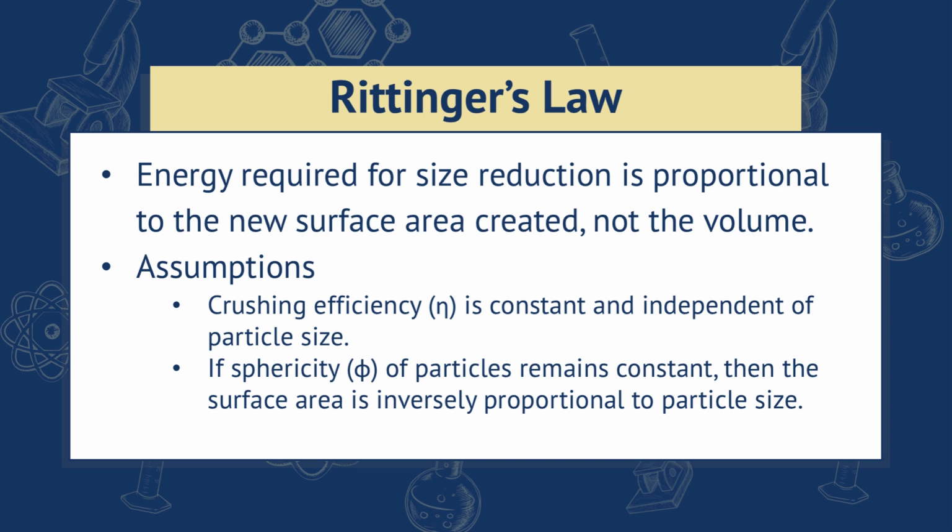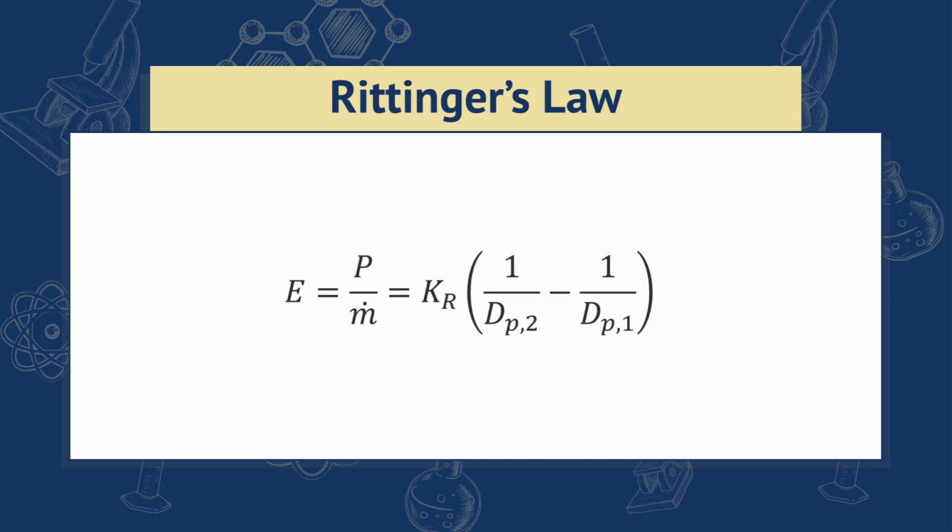Rittinger's law tells us that the energy required for size reduction is directly proportional to the new surface area that's created. The assumption here is that the crushing efficiency stays constant and doesn't depend on particle size. If we assume particle sphericity stays the same, then surface area is essentially inversely related to particle diameter. It is given by this equation where E is the energy, P is power, M is mass flow rate, Kp is Rittinger's constant, and dP1 and dP2 are the initial and final particle diameters respectively. This is often used for fine grinding, where surface area creation is significant.